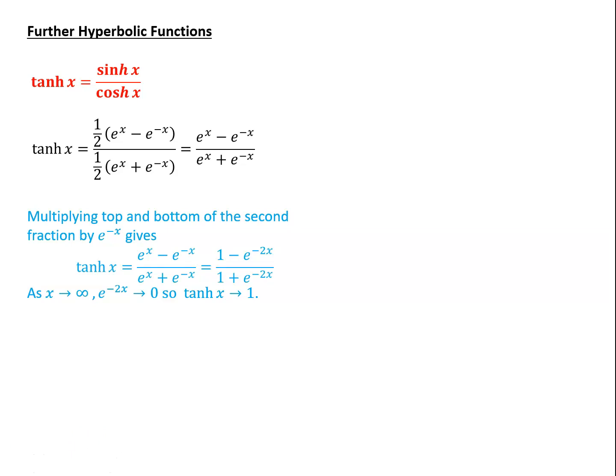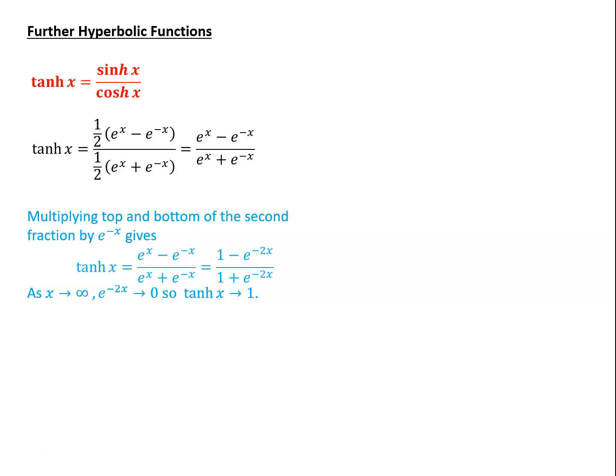which is that tanh x is e to the x times e to the minus x minus e to the minus x times e to the minus x over e to the x times e to the minus x plus e to the minus x times e to the minus x. In other words, that tanh x is 1 minus e to the minus 2x over 1 plus e to the minus 2x. Now, as x tends to infinity, we know that e to the minus 2x tends to 0, so this tells us that as x tends to infinity, tanh x tends to 1.